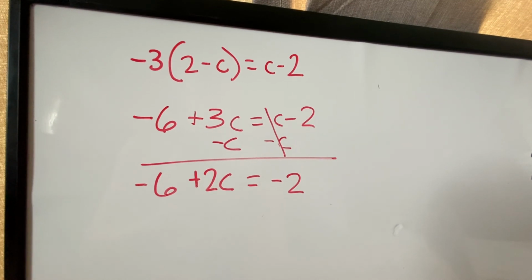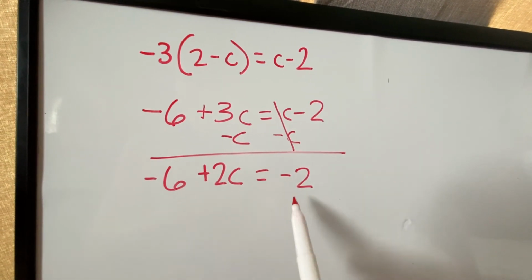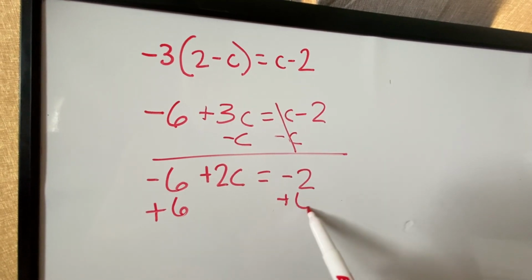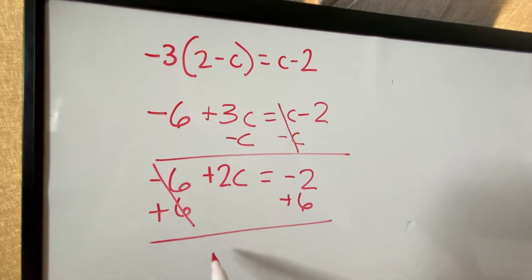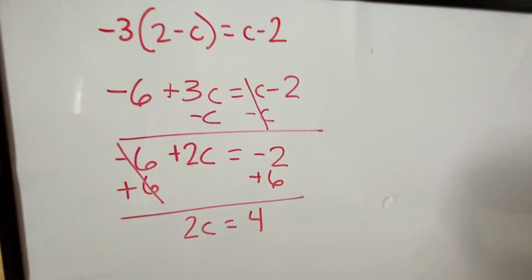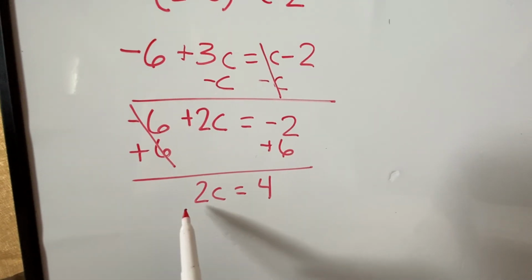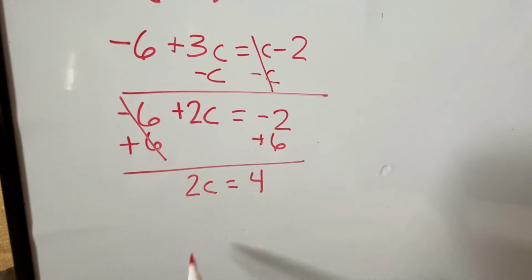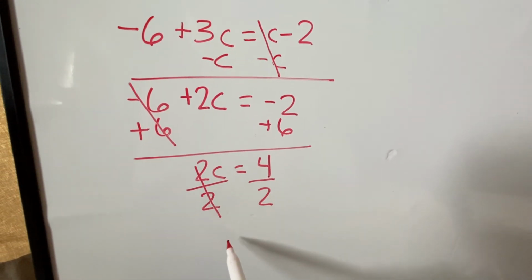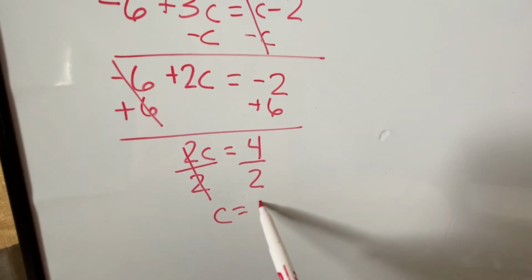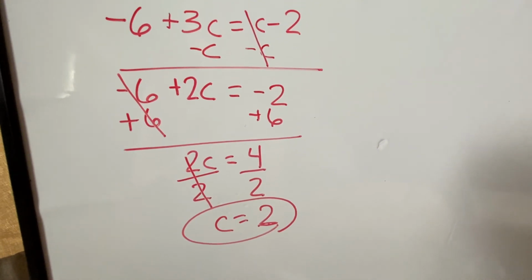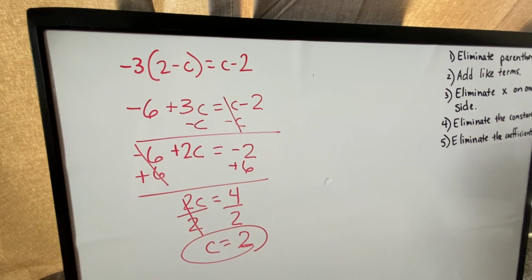Okay, now it says to eliminate the constant. The constant is the one that does not have any variable. Okay, so we're going to move this guy over here to get rid of him. 2c equals 4. Okay, now it says to eliminate the coefficient. The coefficient is the number in front of your variable. That 2 we want to get rid of, and we can do that by dividing both sides by 2. So the answer to our equation is c equals 2. So that's not too bad.